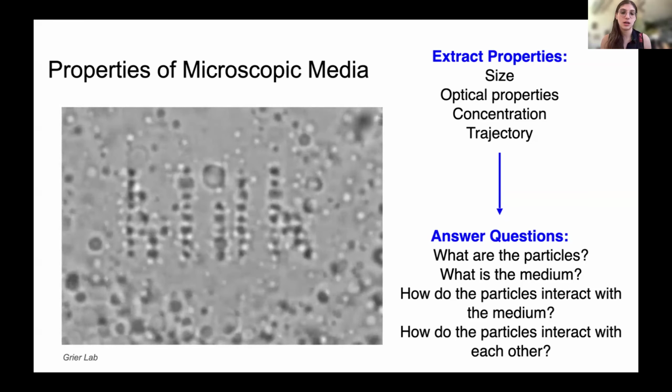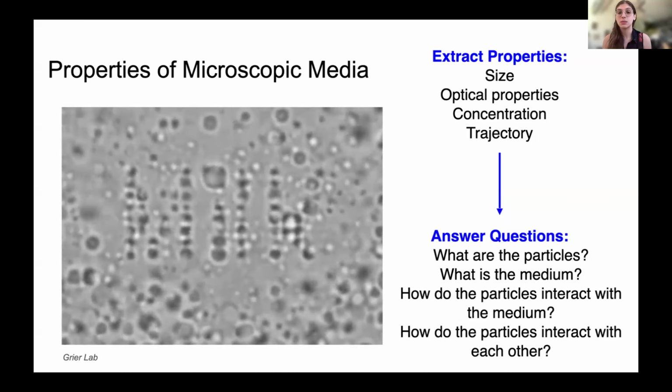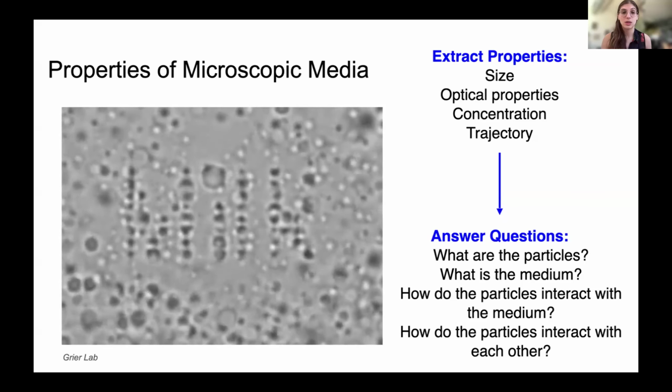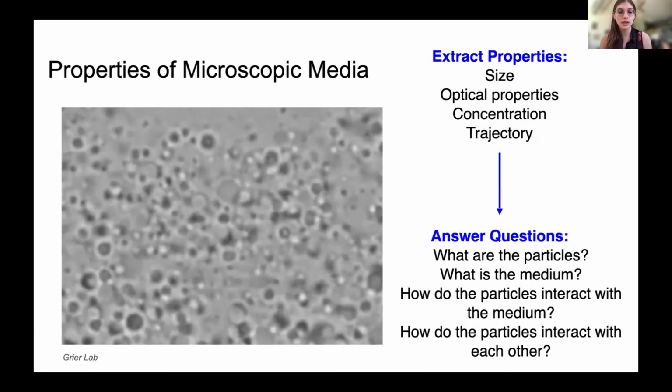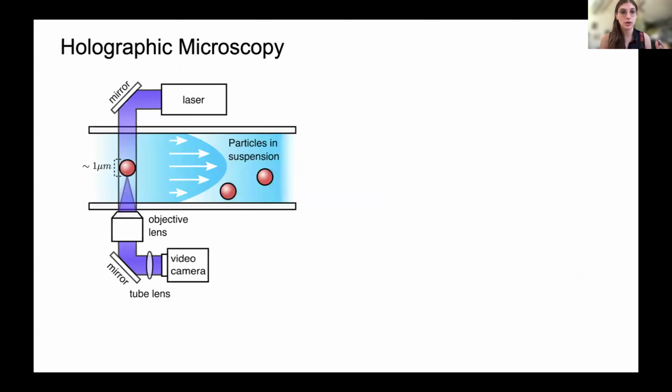And we can use this raw data to answer interesting questions about the suspension that we're looking at. So for example, what are these particles made of? What is the medium made of? How do particles interact with the medium? And how do the particles interact with each other? And so the technique that we use for probing these systems is called holographic microscopy.